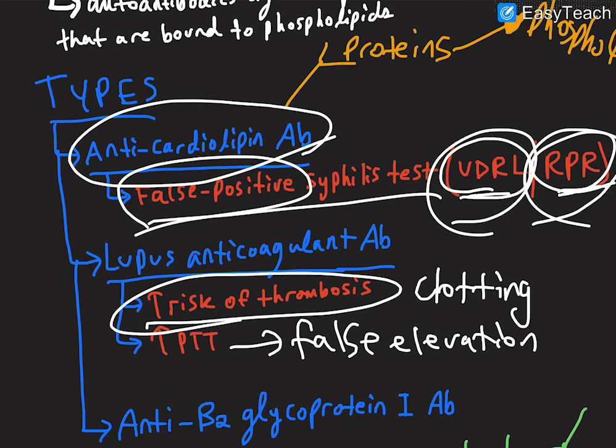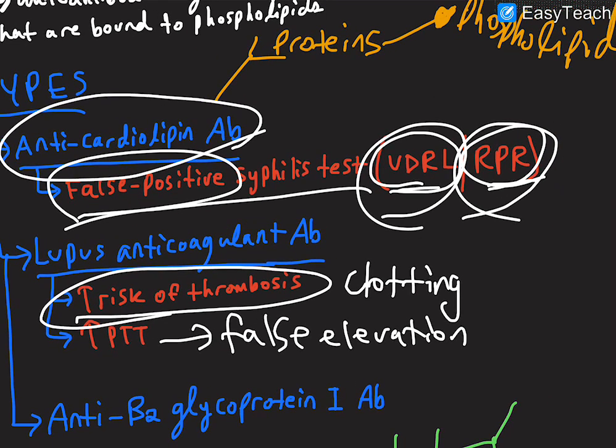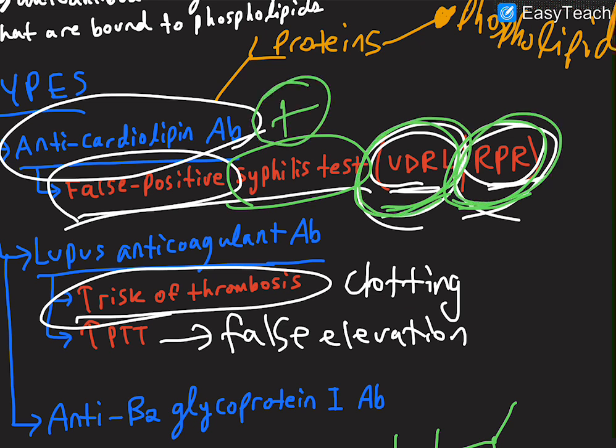Remember, anticardiolipin antibody can also be present in syphilis infections. So if you were to do a VDRL and RPR test in order to test for anticardiolipin antibodies, and you actually had the bacteria that causes syphilis, and your immune system produced anticardiolipin antibodies in response to the syphilis infection, then the VDRL and RPR test would come back positive for anticardiolipin antibodies.